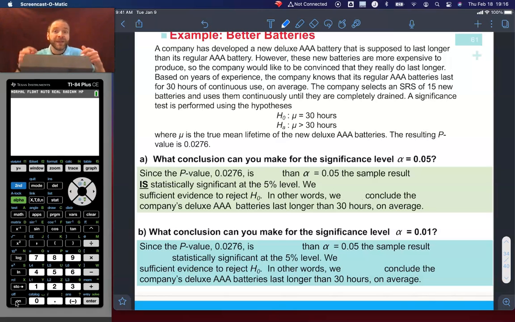Now, they want to make sure these batteries last more than 30 hours because they cost more to produce. So they want to make sure they are lasting longer. So their alternative is one-sided. They have mu greater than 30 hours. And notice they are defining mu. And you know I'm going to say it. If you don't define it, you don't get to use it. So when they do this, their resultant p-value is 0.0276.